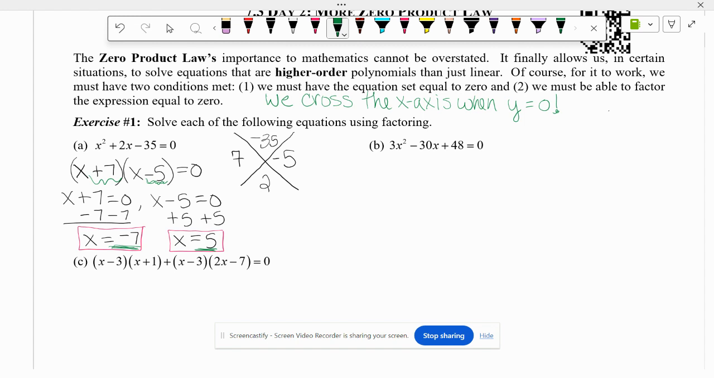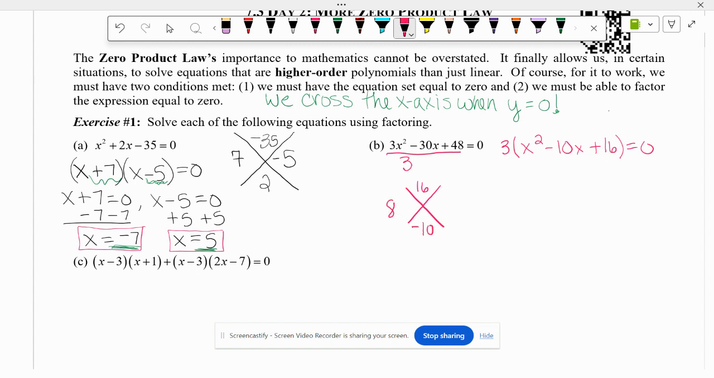Okay, let's look at example B. For example B, a does not equal 1, so the first thing I'm going to do is see if I can find a GCF. And I do have a GCF. I can take a 3 out of everything. So when I factor out a 3, I actually have 3 times the quantity x squared minus 10x plus 16 equals 0. So when I factor this, I'm actually looking for two numbers that multiply to positive 16 that add up to a negative 10.